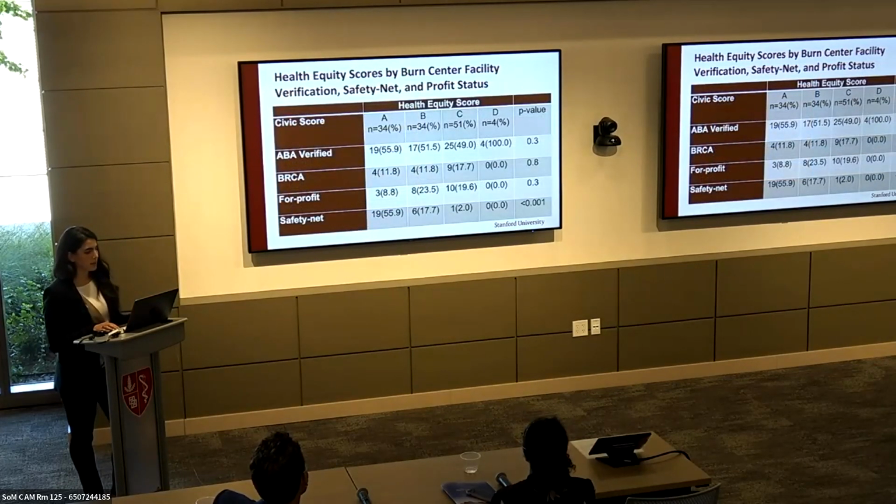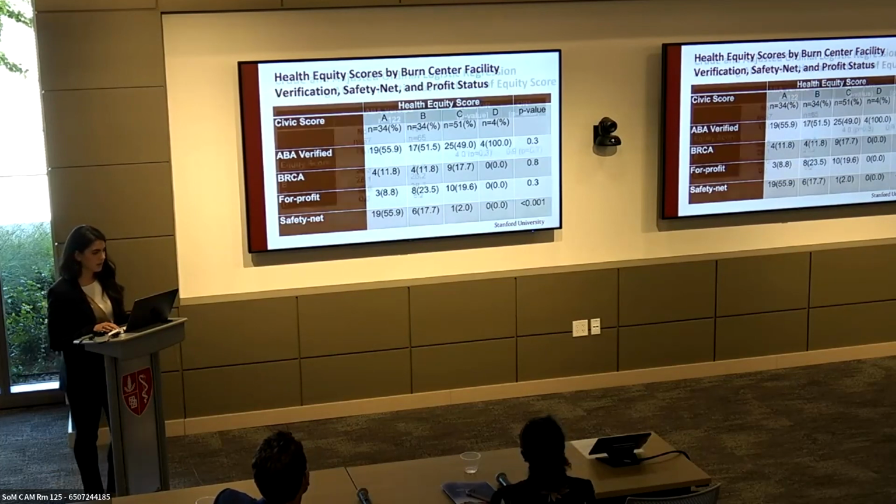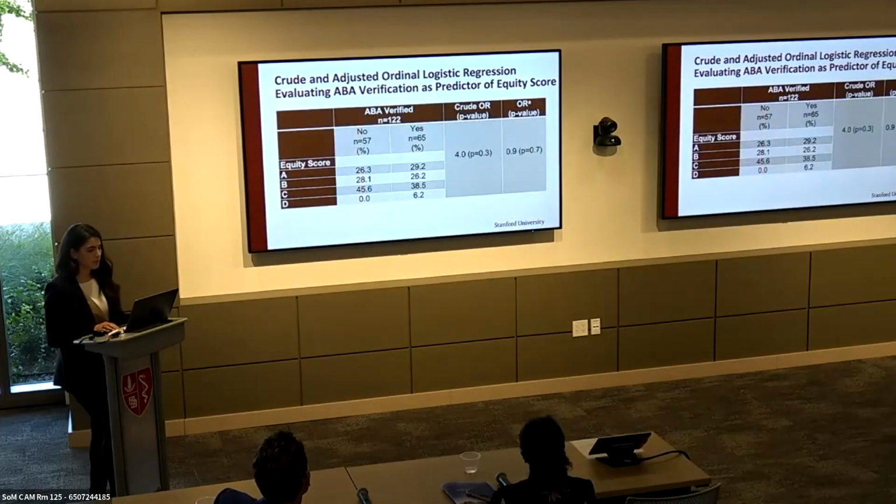This table provides the number and percentages of centers receiving health equity scores A through D by ABA, BRCA, for-profit, and safety net status, and their crude associations. Only safety net status was statistically significantly associated with receiving the highest health equity score of A with a p-value of less than 0.001. This table shows ABA verification as a predictor of health equity scores, and there is no association in both the crude and adjusted models.